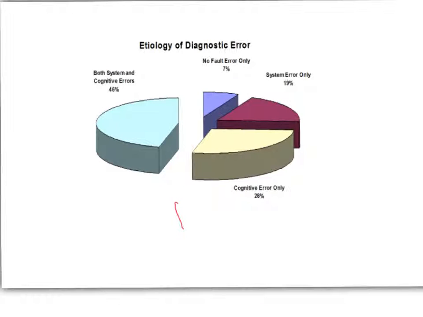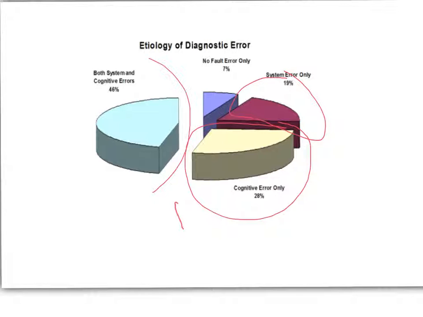Okay, so this chart is looking at the causes or etiology of diagnostic error. And you can see we've been talking about this cognitive error right here. And cognitive error is about a quarter of errors that occur in healthcare. But there's also systems errors, and that was what I was alluding to on the last slide. And this is when the system isn't set up to make safe decisions. And then you can have both cognitive and systems errors working together for about 46% of the time.